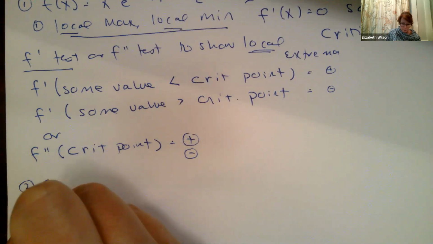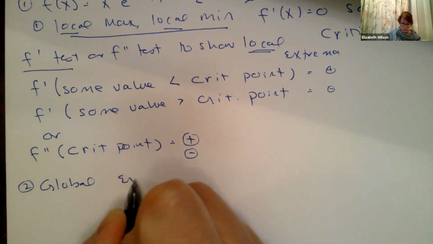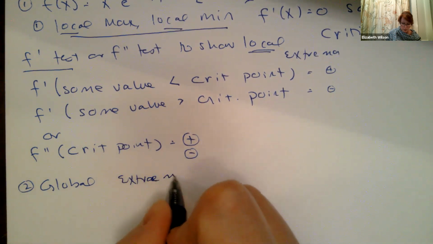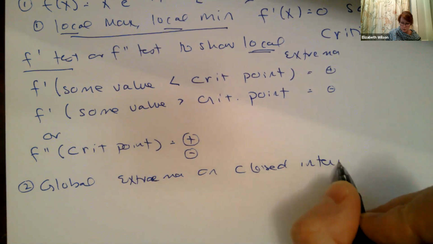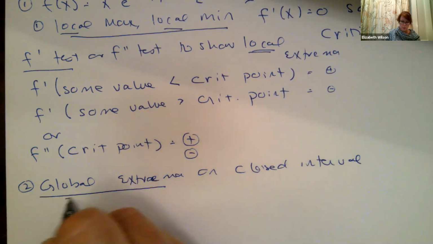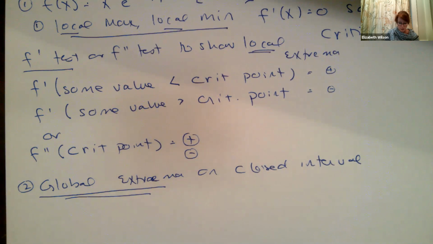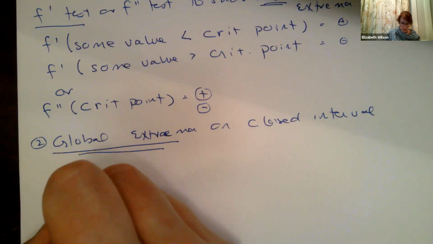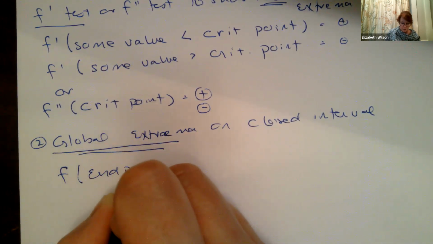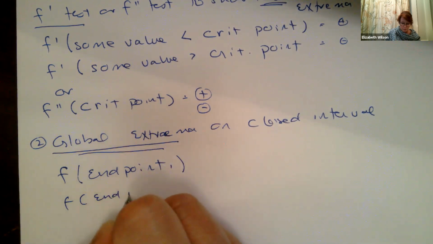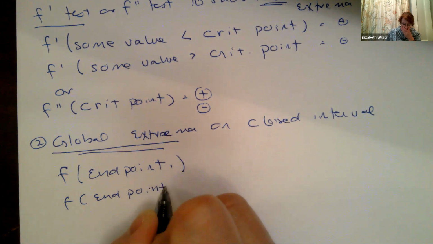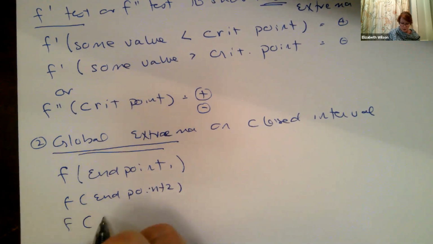For global extrema on a closed interval, which is what we have here, I'm checking my function on the endpoints, endpoint 1 and endpoint 2, and I check it on the critical points.